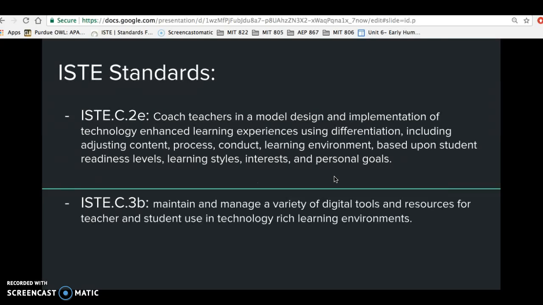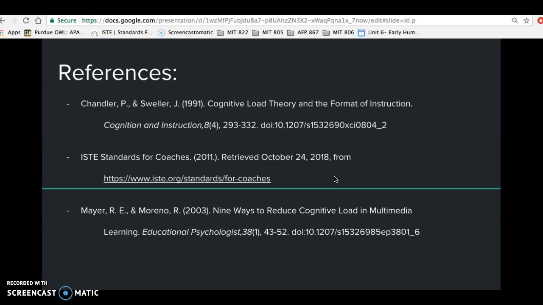Here are my ISTE standards that go along with my presentation, and then here are my references.